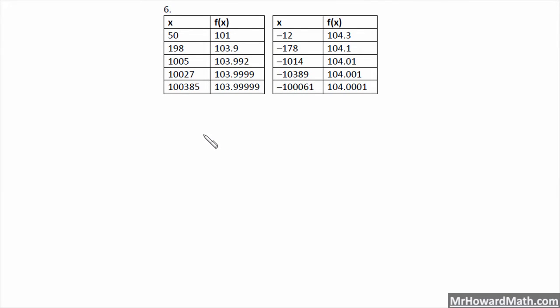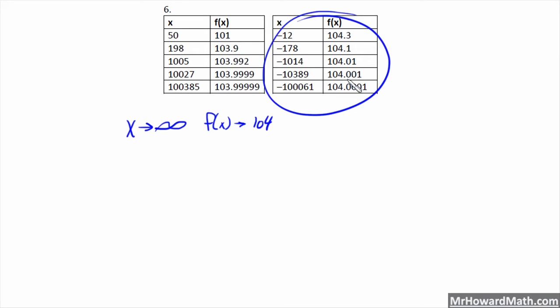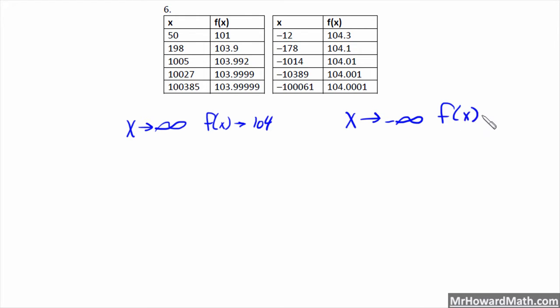So let's analyze what the tables are telling us. In this left-hand table, our x values are approaching infinity. We're getting closer and closer to infinity there. And our f of x values are approaching a number, which is 104. And then this table over here, our x values are approaching negative infinity this time. And our f of x values are approaching the same as the other table, 104. So that tells us if x is going to either positive or negative infinity, and y is approaching a specific number, that's telling us we have a horizontal asymptote.